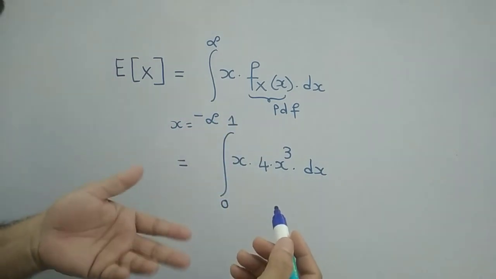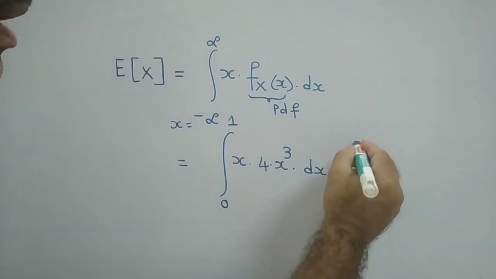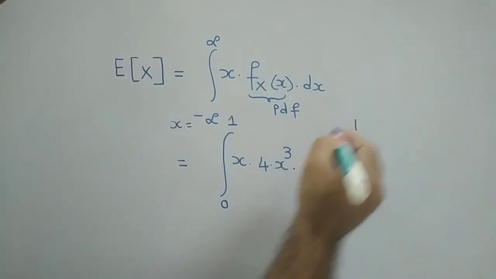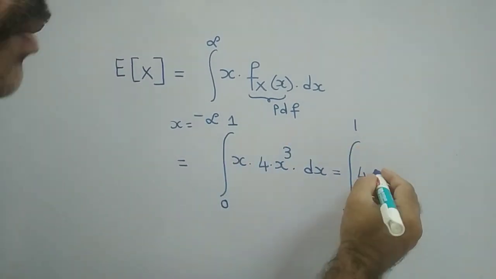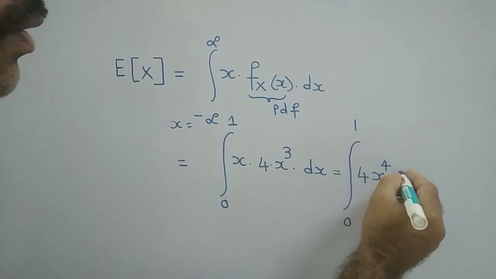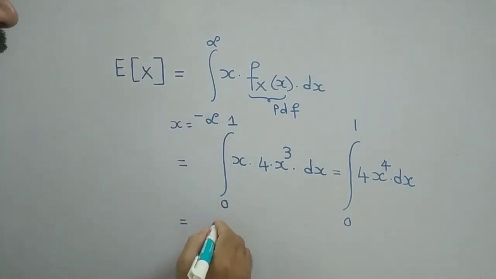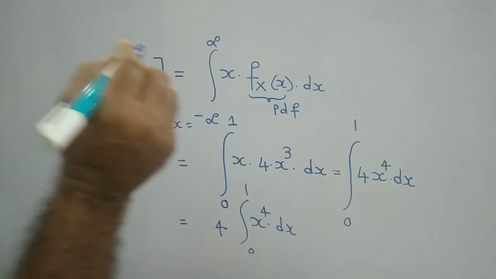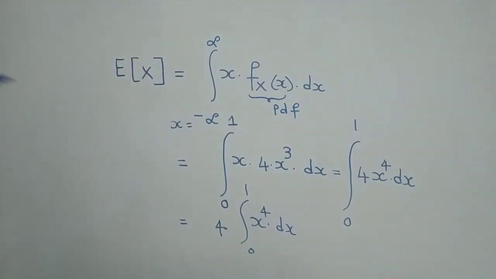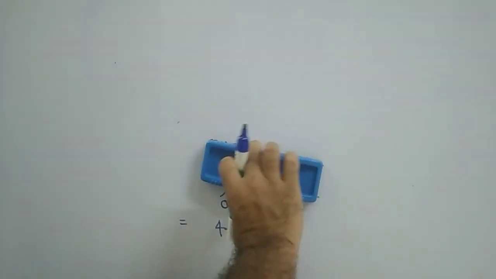So this is equal to the integral from 0 to 1. 4 is a constant, so this is x into x cube, which is x power 4 into dx. In the next step, you can write 4 outside: 4 times the integral from 0 to 1 of x power 4 into dx. What could be the next step? If you evaluate further, you will get the value.